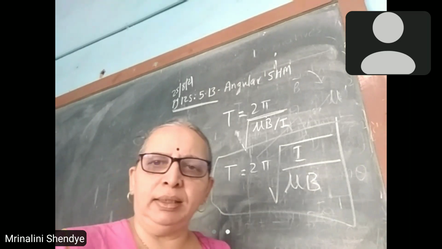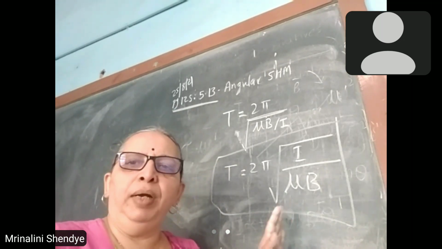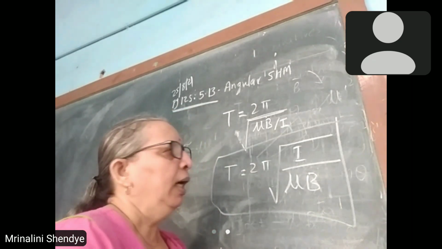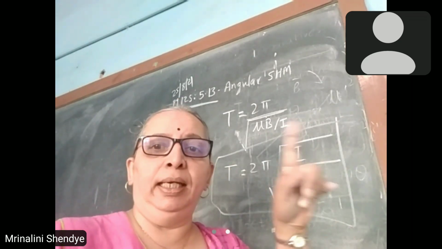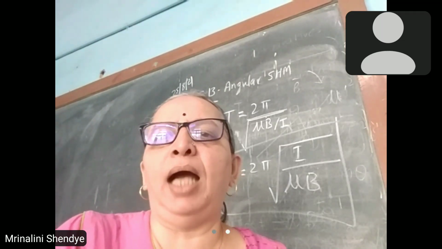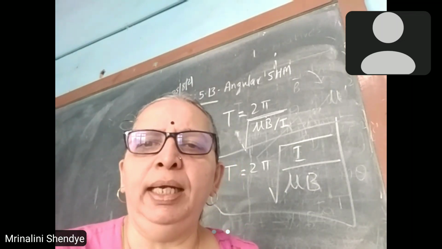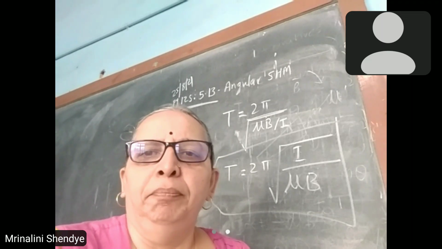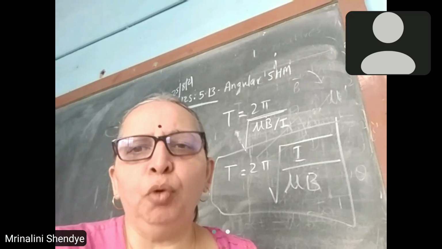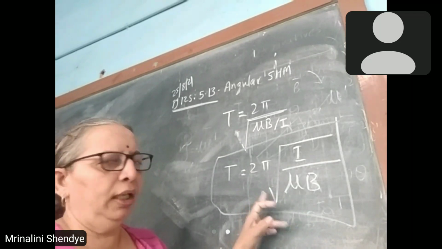So today we discussed what is angular SHM. We derived its differential equation. We derived general expression for periodic time in angular SHM in terms of constant C. जो मैंने C लिखा था ना, उसके हिसाब से हम लोगों ने असयूम किया it is RC divided by I. Then we proceeded further to study one of its applications, motion of magnet in uniform magnetic field. We proved motion of magnet to be angular SHM and we derived expression for its periodic time.